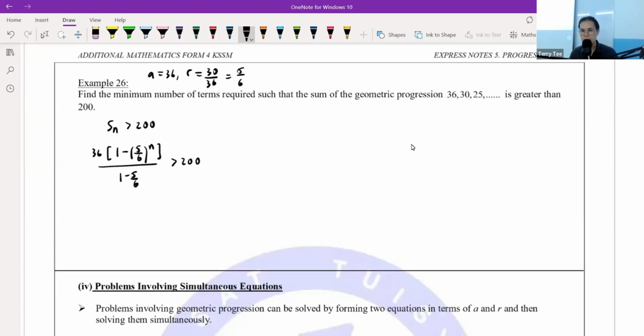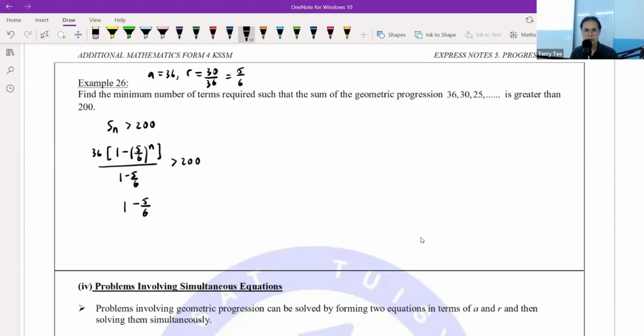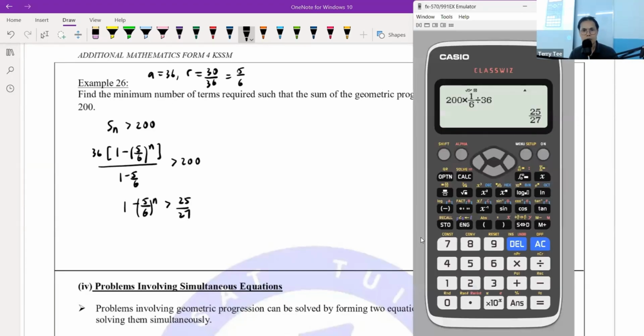So use your calculator. Let's take 200 and multiply by 1 minus 5 over 6, so it's basically 1 over 6, right? Then you divide by 36. Okay, so I have 25 over 27. So 1 minus 5 over 6 power n is greater than 25 over 27. I hope I don't make any mistake here. 25 over 27, correct? 200 times 1 over 6 divided by 36.